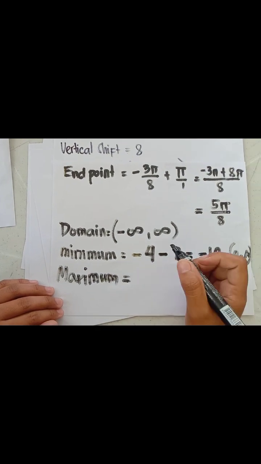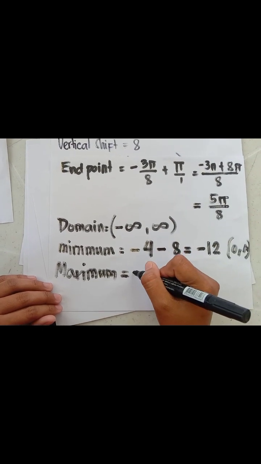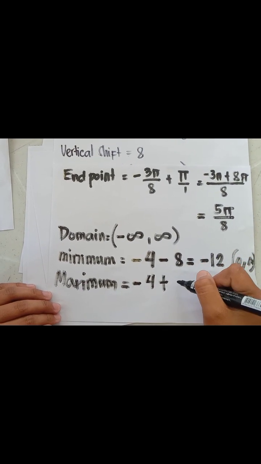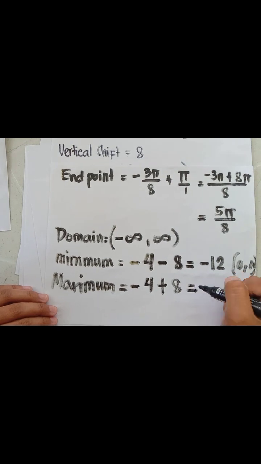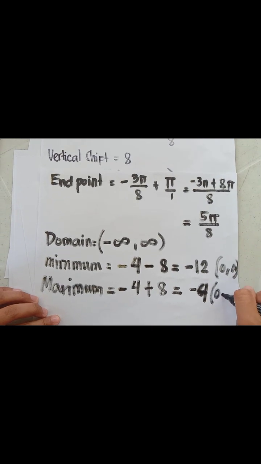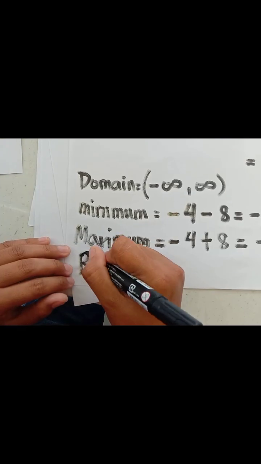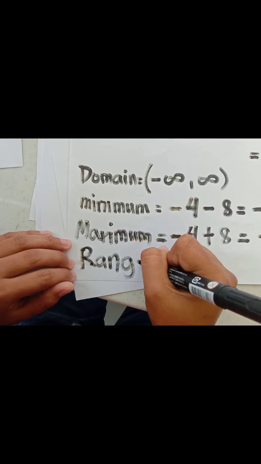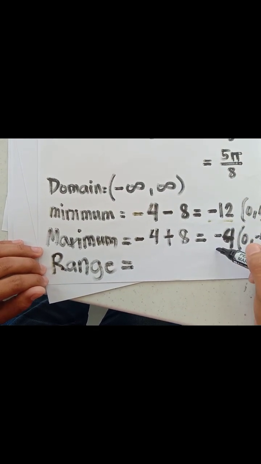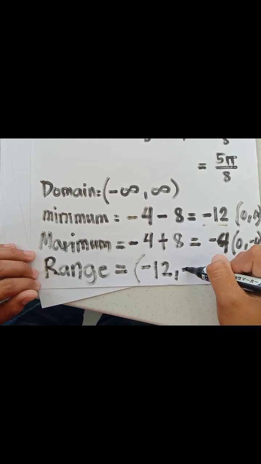To get the maximum, we need to add the amplitude and the vertical shift. So the amplitude is negative 4. Then add the vertical shift, which is positive 8. So the answer is negative 4. Then our range is negative 12 and negative 4.